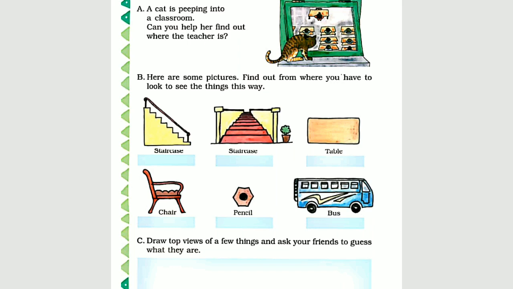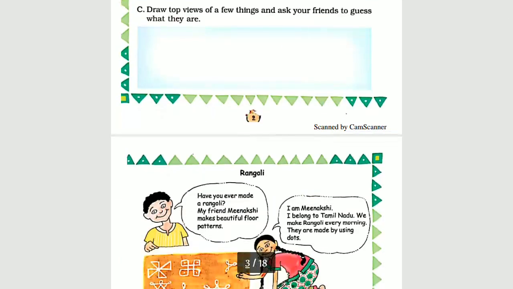Draw top views of a few things and ask your friends to guess what they are. So you can draw top views of a bed, bench, table or water bottle and ask your family members to guess them. Okay? Now Rangoli. Have you ever made a Rangoli? Then our answer will be yes, we make Rangoli in Diwali.